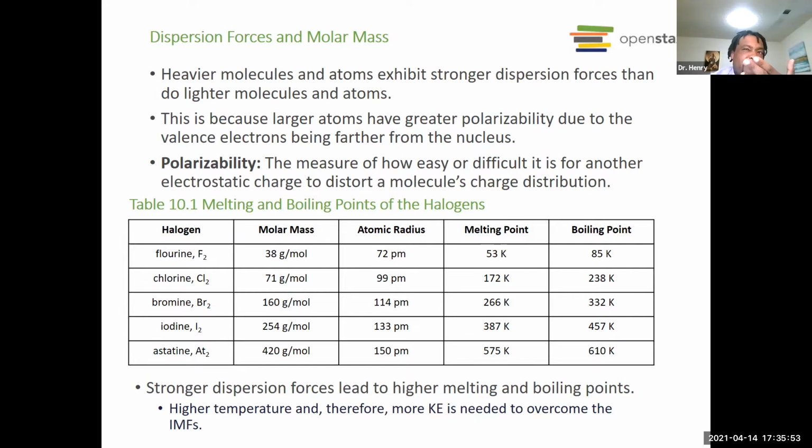So if we know, for instance, fluorine is a diatomic. And if we go down the halogen row, we have fluorine, chlorine, bromine, iodine, astatine. Now, as we get bigger in size for each of those, we also know that the atomic radius gets larger as well. Are you with me so far?